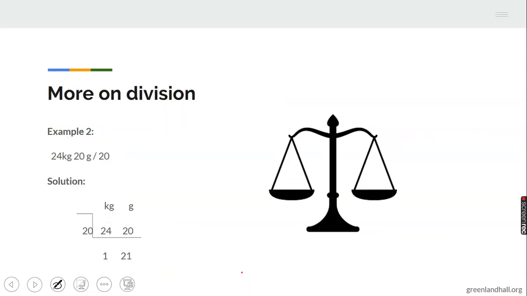Okay, look at this other example. 24 kilogram, 20 gram divided by 20. What do we do? 20 in 24, that's 1. It will remain 4, right? Okay, it will remain 4.